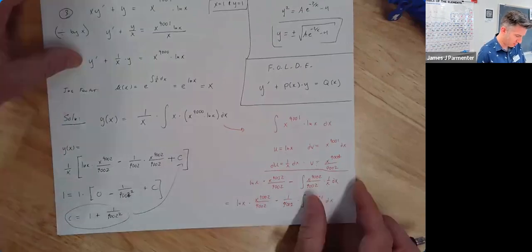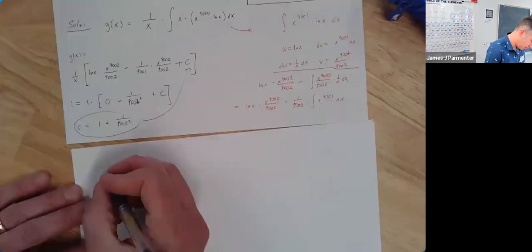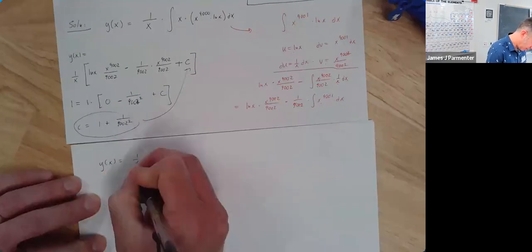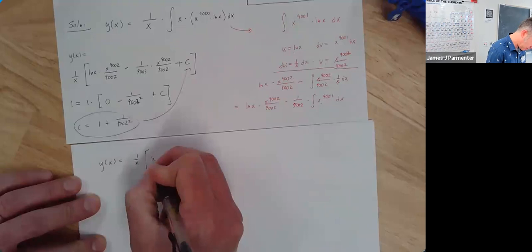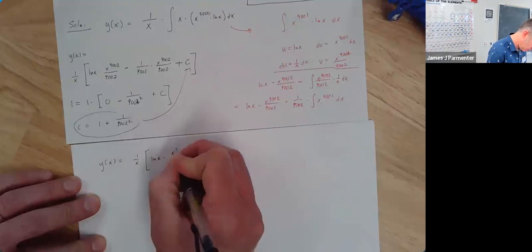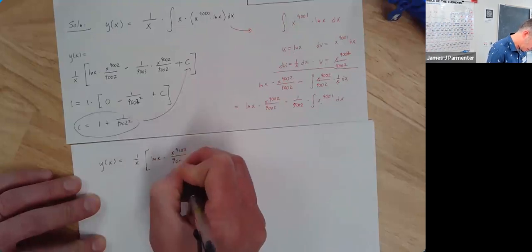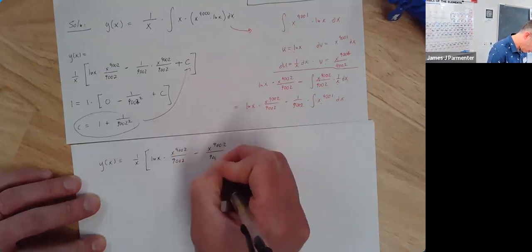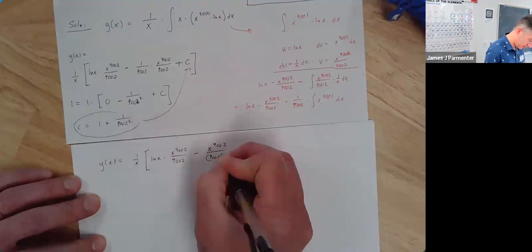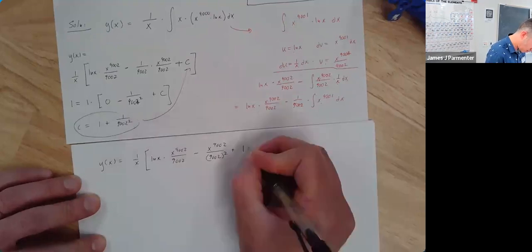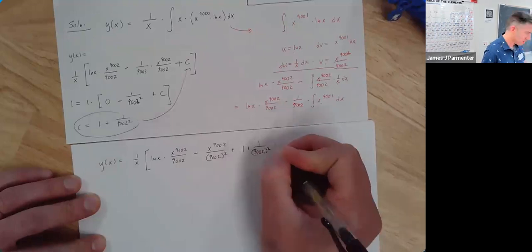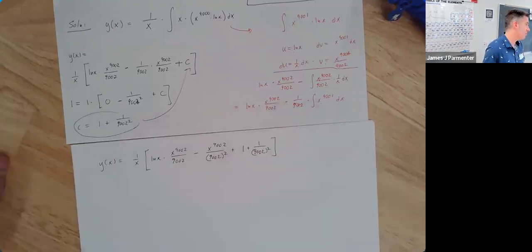Of course, not enough room again. My final answer would be y as a function of x is 1 over x times the natural log of x times x to the 9002 over 9002 minus x to the 9002 over 9002 squared plus c, which we just found was 1 plus 1 over 9002 squared. Kind of some dumb numbers in this problem, but sometimes there's dumb numbers in your problem.